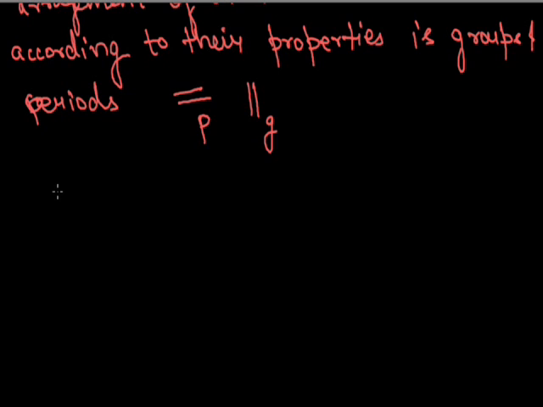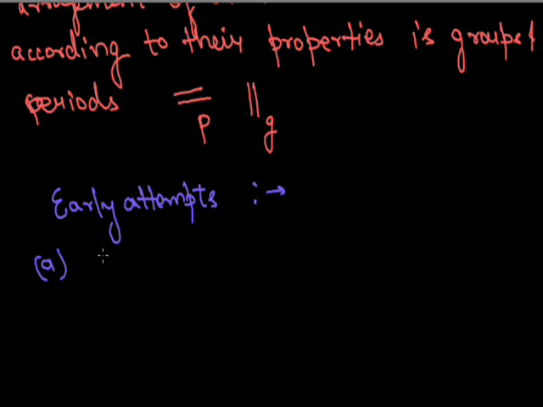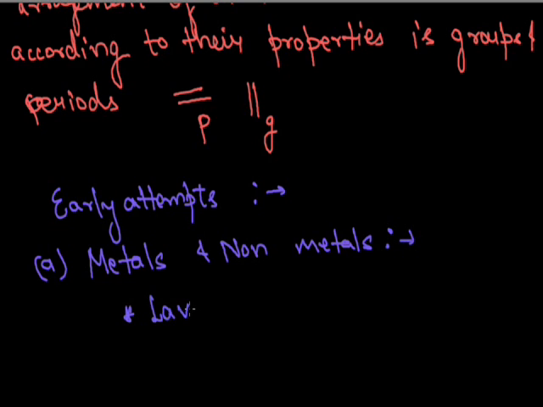Earlier there were some early attempts to classify; such a well constructed periodic table was not there earlier. So we will discuss some of the early attempts. Those are metals and non-metals. This is the first classification. It's a very broad classification, not much information we were getting from it. First of all, it was given by Lavoisier. It was given in the year 1803.